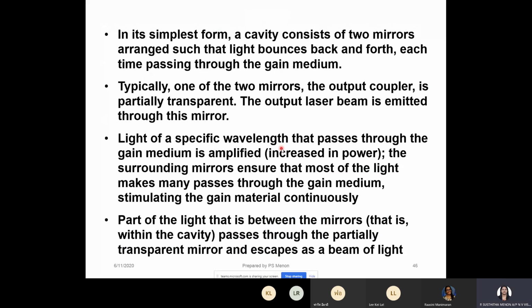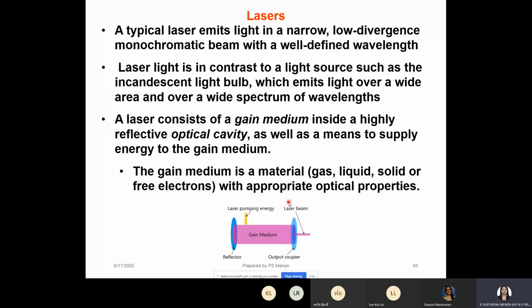Light of a specific wavelength that passes through the gain medium is amplified, which means it increases in power, and the surrounding mirrors ensure that most of the light makes many passes through the gain medium, stimulating the gain material continuously. So when one photon hits the gain medium, since this is stimulated emission, one photon will produce two photons, will produce four photons, 4 will become 8, 8 will become 16. So when light travels in the gain medium, the number of photons keeps on increasing. When the number of photons keeps on increasing, at one point it gets enough momentum to laser out.